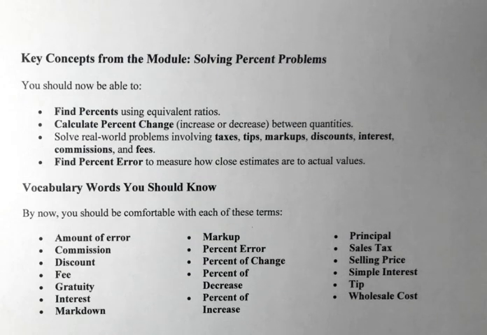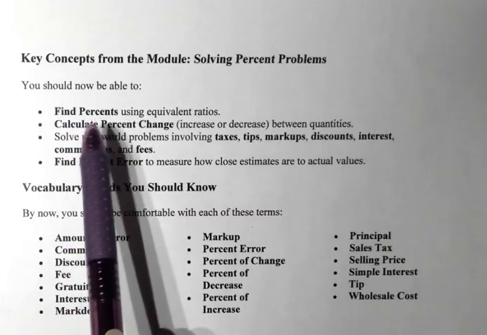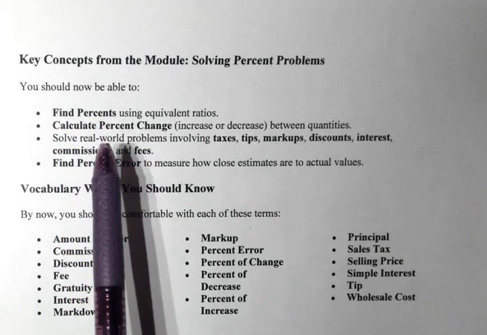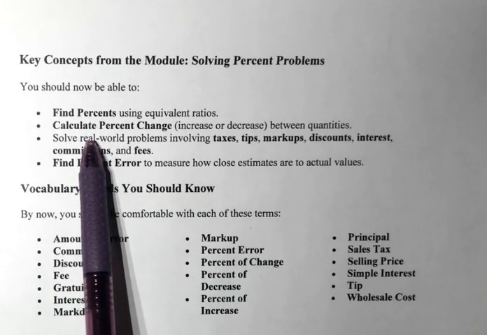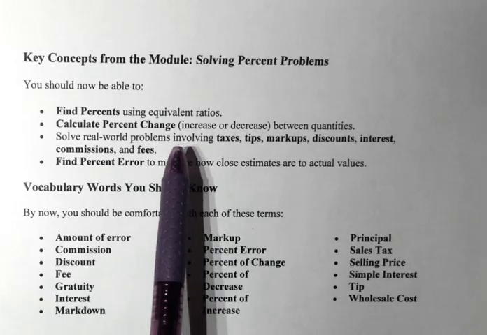All right, so we are wrapping up our lessons on Module 2. Module 2, we talked about solving percent problems. And so by now, you should be able to find percents using equivalent ratios. You should also be able to calculate percent changes. So whether they increase or decrease, you should be able to calculate that.